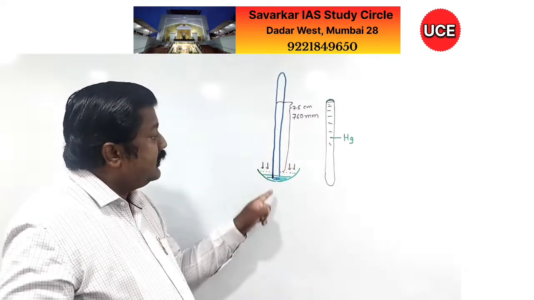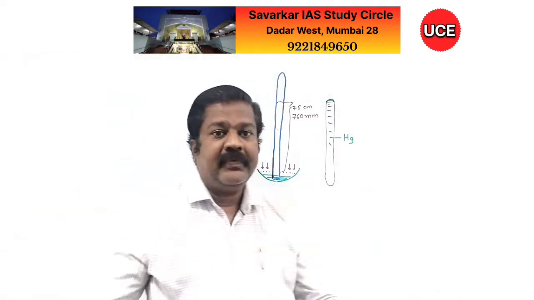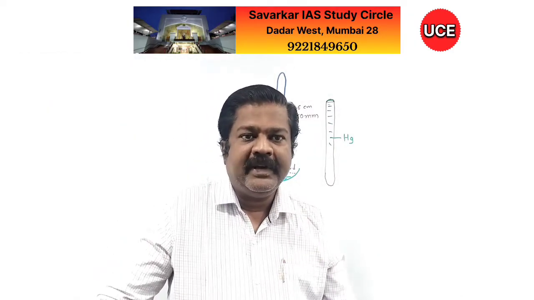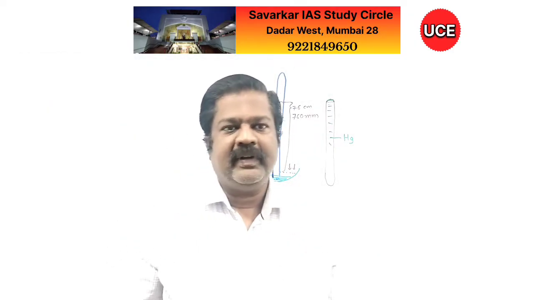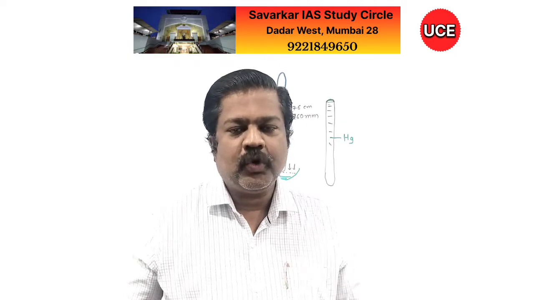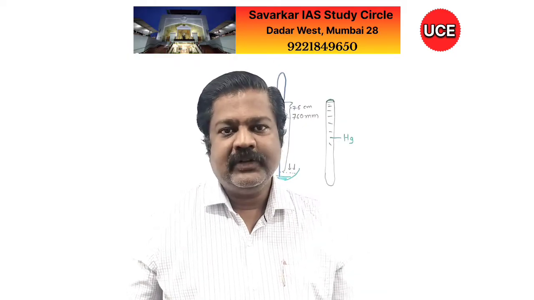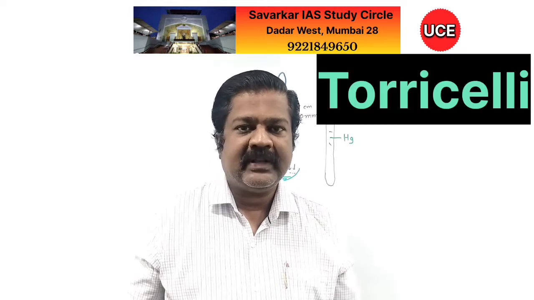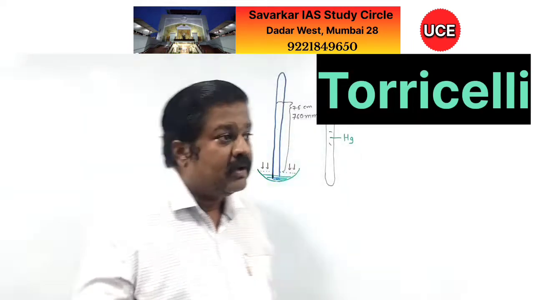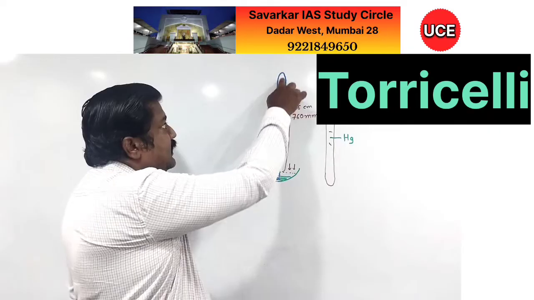So this way, this is the height of the mercury column that is measured, and we can measure atmospheric pressure here. The instrument is called a barometer. The instrument was designed by a person named Torricelli, and then he said that whatever is here is vacuum.